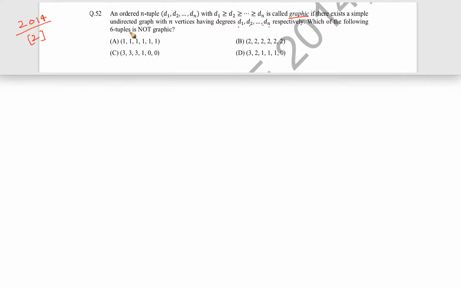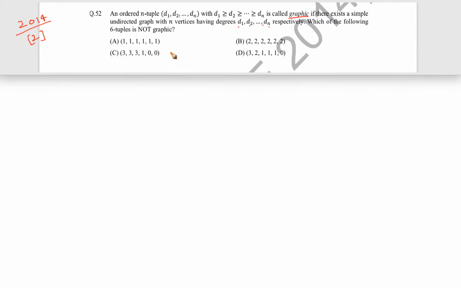Which means that we have been given an ordered tuple, and if there exists a particular simple undirected graph with these degrees, then it is called a graphic, otherwise it is not a graphic. They have given 6 tuples and they are asking which of them is not a graphic, which means from which ordered tuple a graph cannot be created such that these degrees are satisfied for all the 6 vertices. Okay, so 6 vertices have to be there.